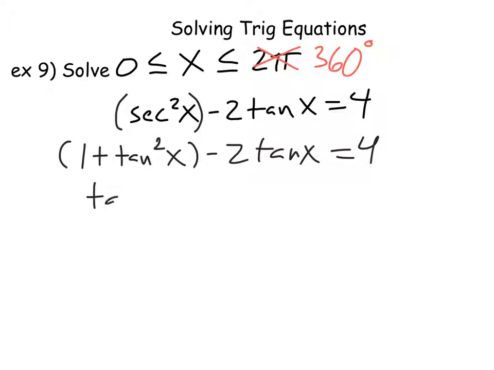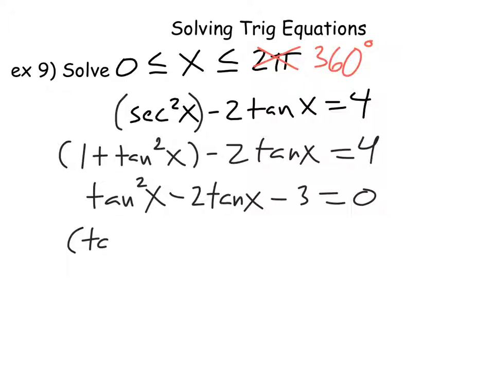This is going to take on one of those quadratic forms. I got tangent squared minus 2 tangent. I'll subtract 4 and then add 1. Right? Like anytime we have something that's a quadratic, we'd like it set equal to 0. And then it'll be time to factor this. And we are looking for minus 3 and plus 1.